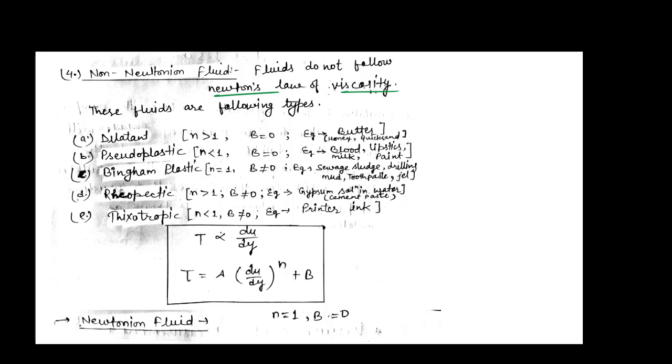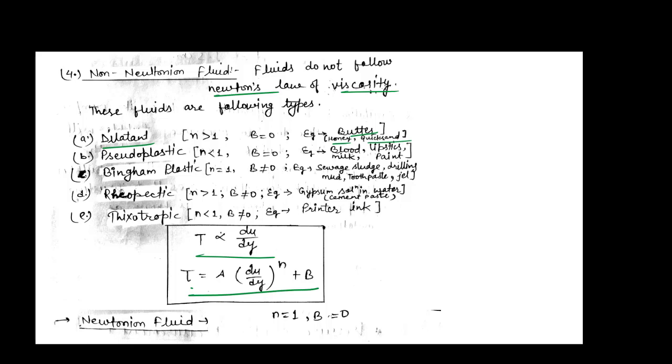So first one is the dilatant type. Examples are butter, honey and quicksand. These are generally not flowing in nature, or you can say that they have very less tendency to flow. So this is an equation for non-Newtonian fluid, and further it is simplified like this.